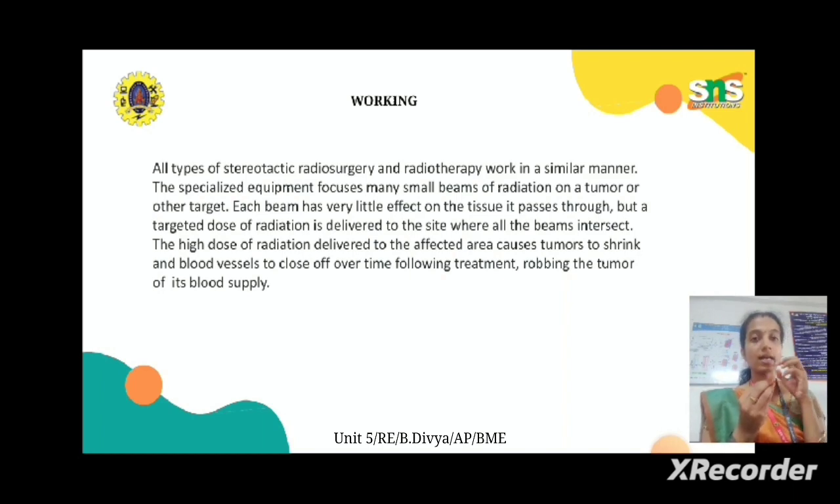While the high dosage of radiation is passed to the tumor cells, the cells shrink and the blood vessels are closed off, robbing the tumor of its blood supply. The blood supply will be cut off and the tumors will be removed.